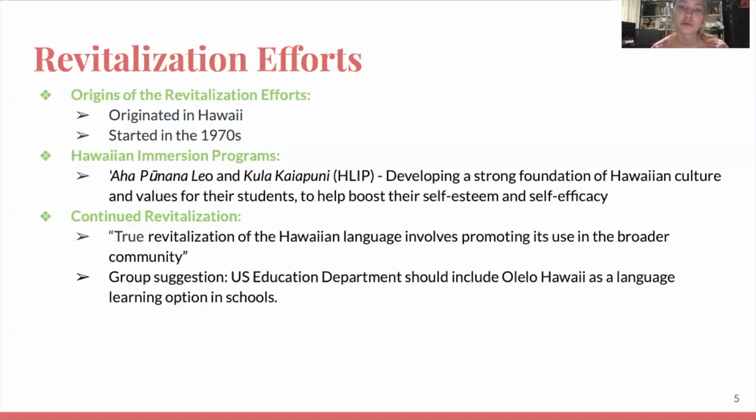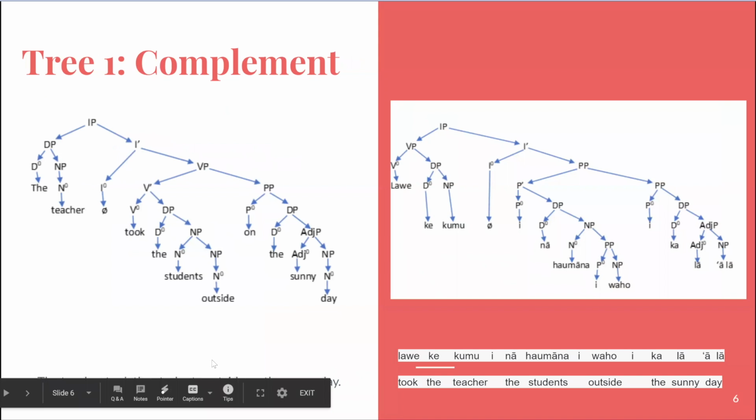As I mentioned before, there aren't any Hawaiian revitalization programs in any other state, so our group would suggest that more high schools should implement the option of learning Hawaiian. So for our first tree that includes a complement, we have the sentence, the teacher took the students outside on the sunny day.